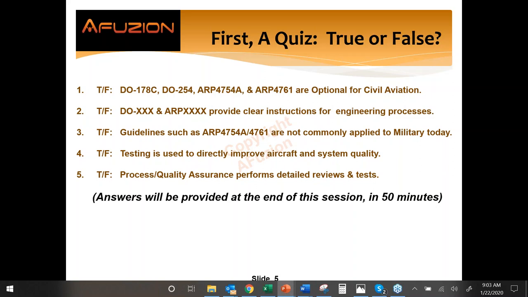Number two, DO and ARP provide clear instructions for engineering processes. I think you know the answer to that one. Number three, guidelines such as 4754 and 4761 are not commonly applied to military today. Number four, testing is used to directly improve aircraft and system quality, true or false. And number five, process assurance, also called quality assurance in the case of software, data, CNS, ATM, performs detailed reviews and tests. Do QA people do that? True or false? Well, again, answers coming up.